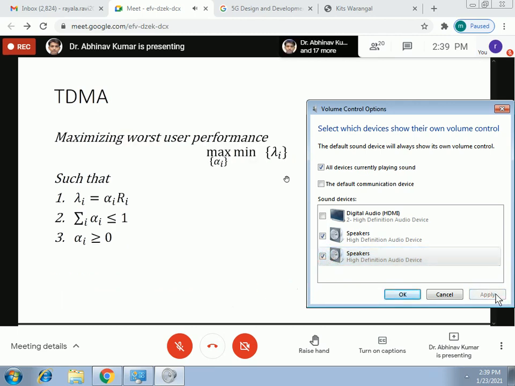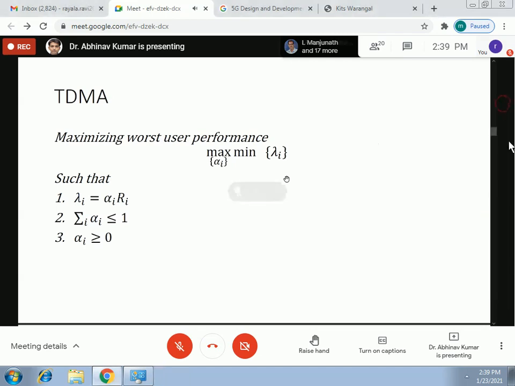Instead of saying we'll try to be proportionally fair between users, maybe there's an operator which wants to ensure that each user gets the best possible service, right? So we try to maximize the worst user performance. We can do a max-min kind of scheduler, where max-min essentially implies that we are trying to maximize the minimum possible lambda i in the system. So the minimization is with respect to i.